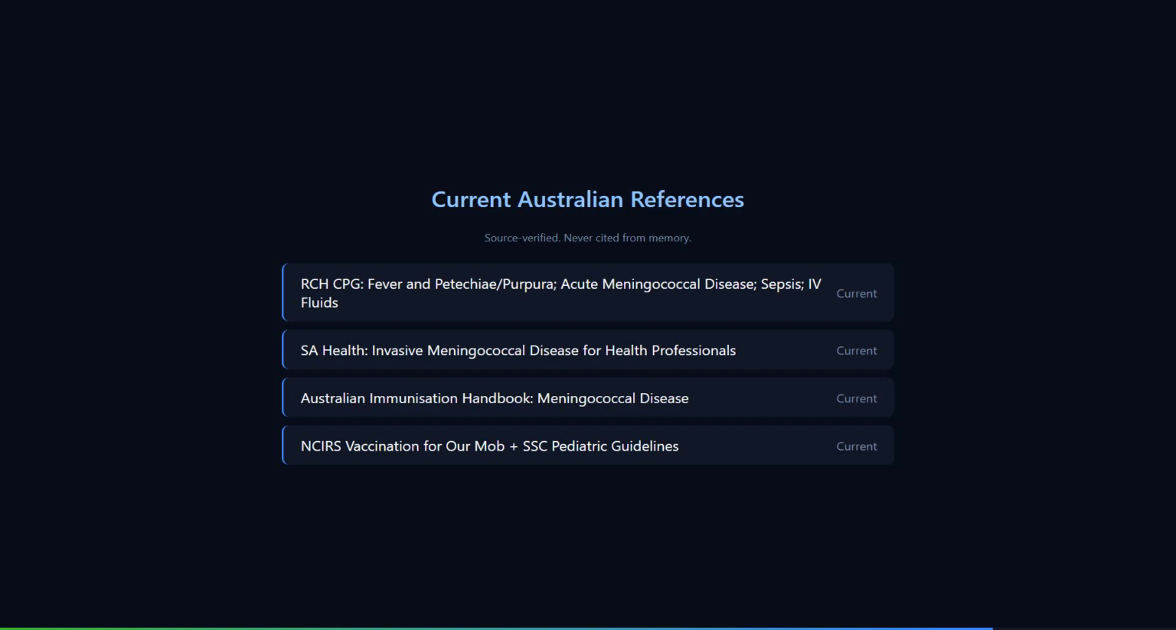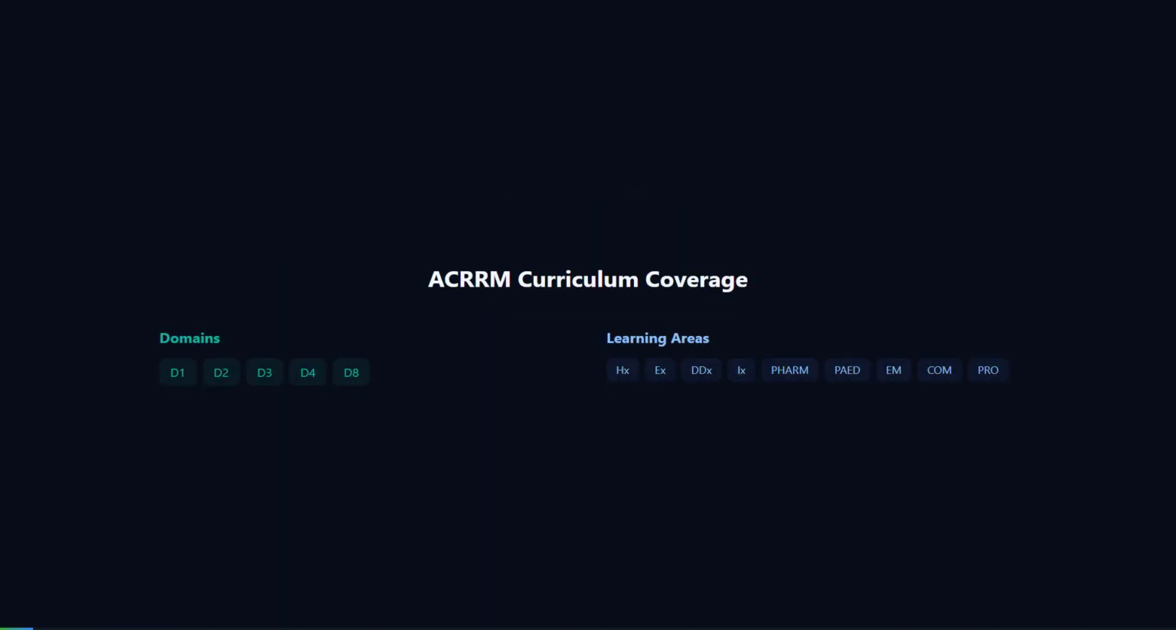Rapid recall now. I ask, you answer, no preamble. Petechiae versus purpura. Petechiae are pinpoint non-blanching spots under 2 mm. Purpura are non-blanching spots over 2 mm. Does a blanching rash exclude meningococcal disease? No. The rash can start macular or maculopapular and blanch, evolving to purpura later.